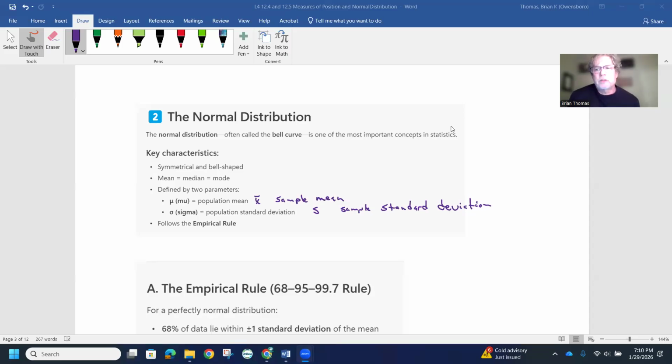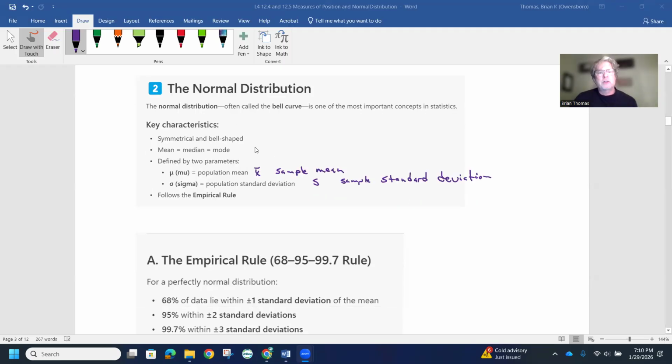So the z-score is going to take us into normal distribution. Also, it's called the bell-shaped curve. So this graphic, if you will, this curve has key characteristics that we'll be looking at. It has symmetry, and it is bell-shaped, as I said. When it has the symmetry, the mean, the median, and the mode are all at the same spot on the graph.